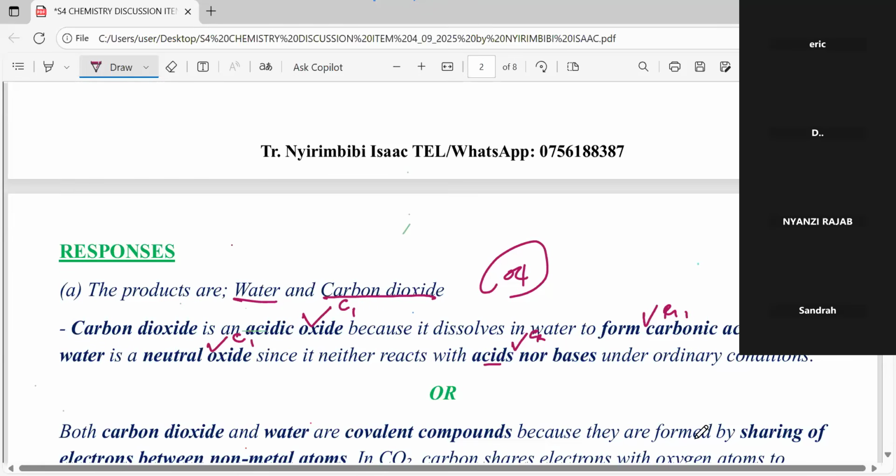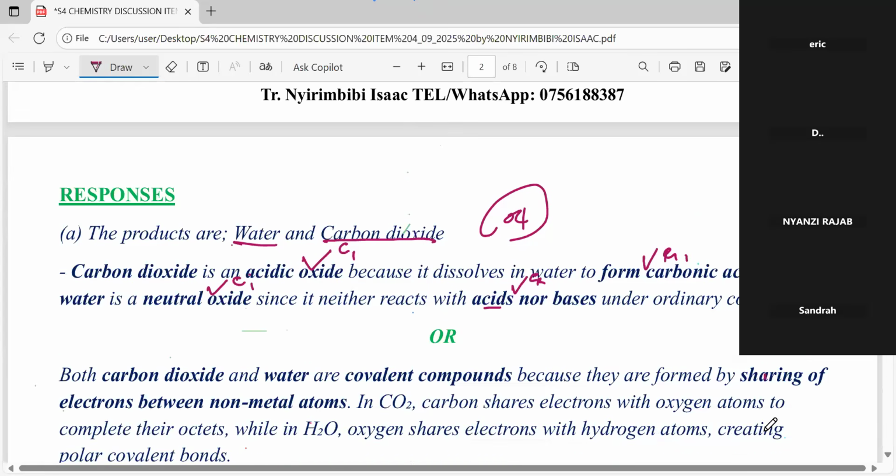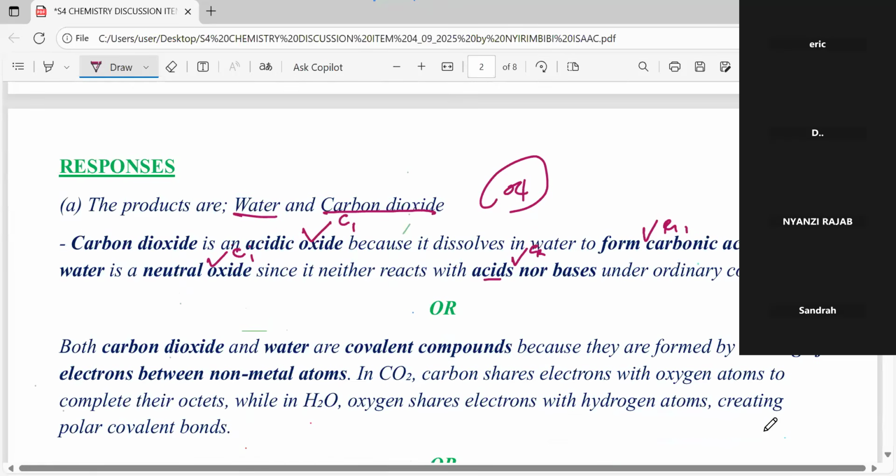Then you're going to ask, don't worry. I just want to look at this other point where I said both carbon dioxide and water are covalent compounds. That is the category identified because they are formed by sharing of electrons between non-metals. And that is the reason for the category identified. Still, you get all your 4 scores. This one I've added for our revision.